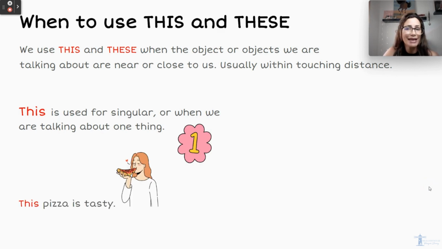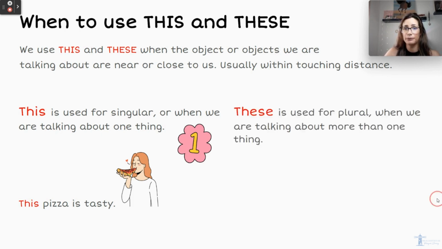This pizza is tasty. This, because there's one, and why else? Because she's touching it, she's eating it in the moment. For these are going to be used when there's more than one, when there's 2, 3, 4, 100, 1,000. There's more than one thing.